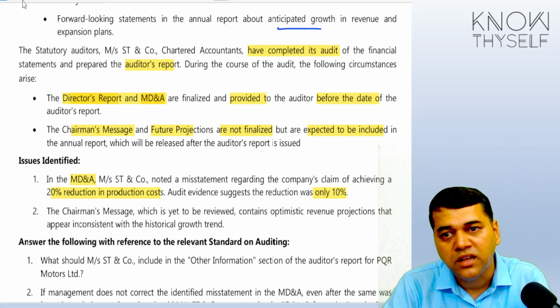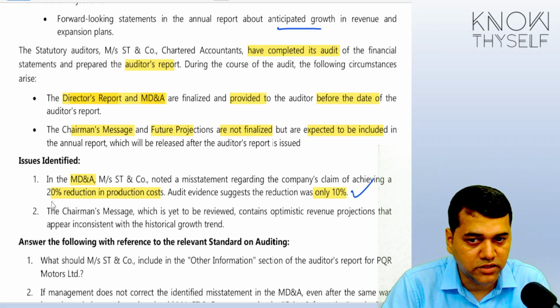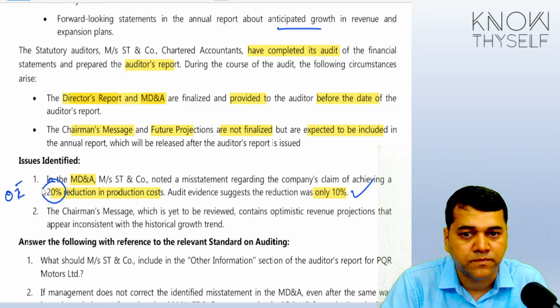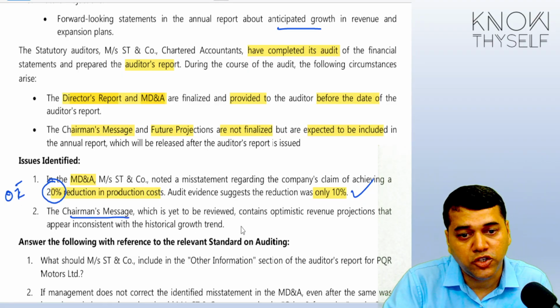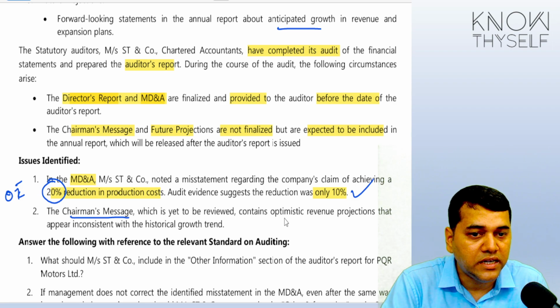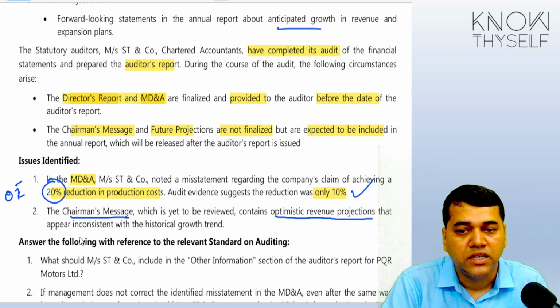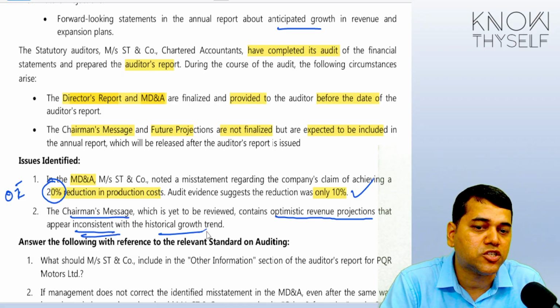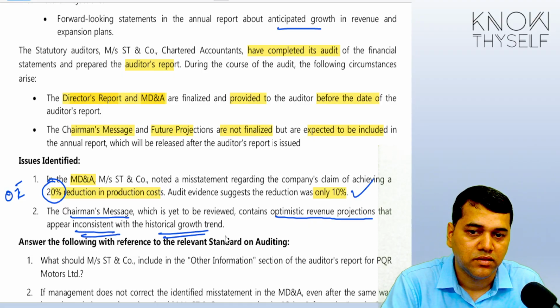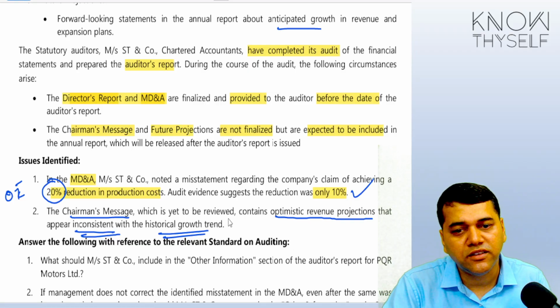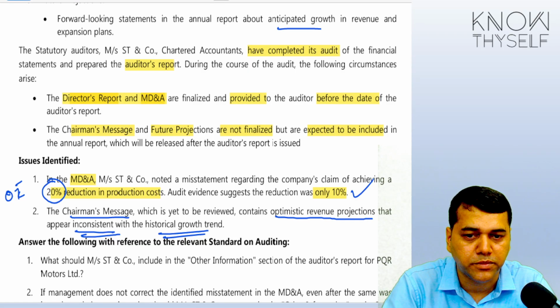Now, who is correct here? Audit evidence is correct. So, this is a mistake in the other information. The chairman's message, which is yet to be reviewed, contains optimistic revenue projections that appear to be inconsistent with the historical growth and the trend. Okay, so we are feeling that it has become too optimistic.